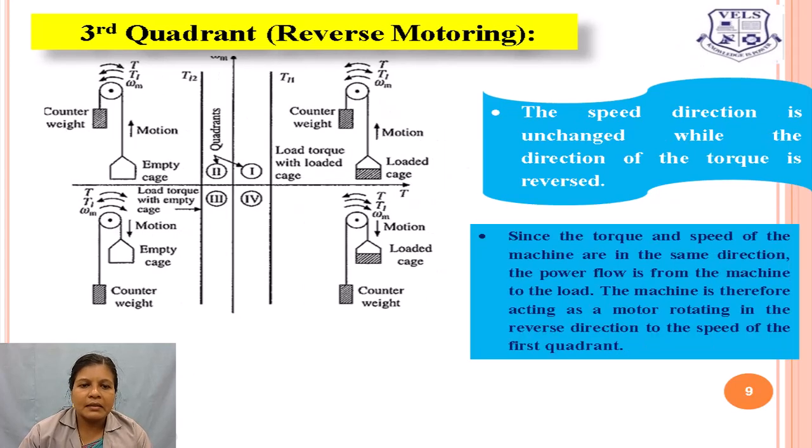And this is the third quadrant, that is the reverse motoring. Reverse motoring in the sense, as we can see in the picture here, the motion has to be downward. So the empty cartridge has to be pushed down.